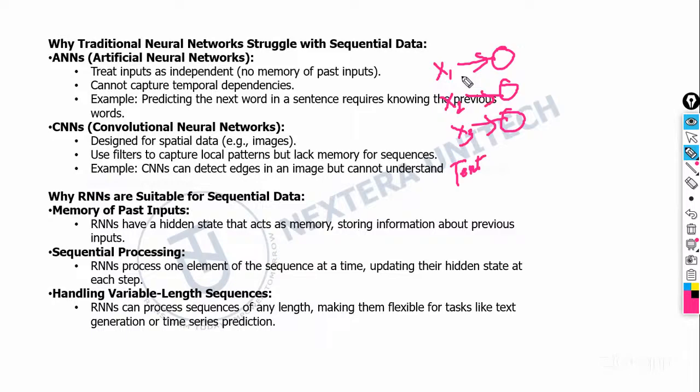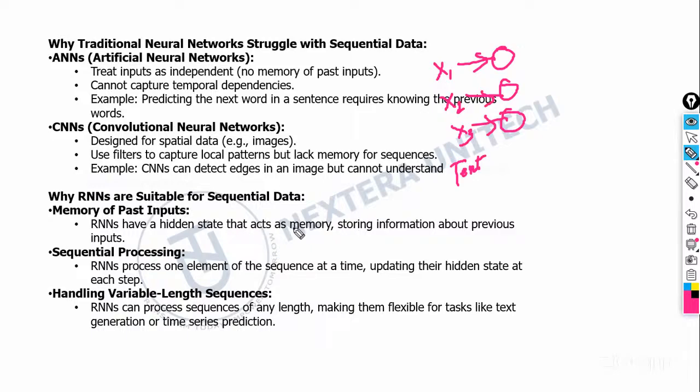And moreover, they don't have any memory, so they don't remember the past inputs, the values that we passed for the past inputs. Making sense? Yes. And why are RNNs suitable for sequential data?